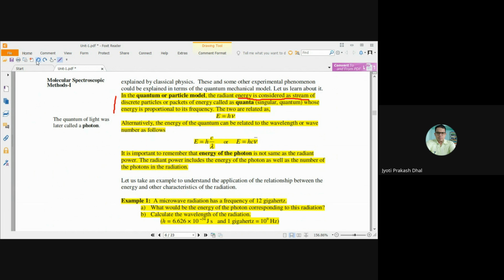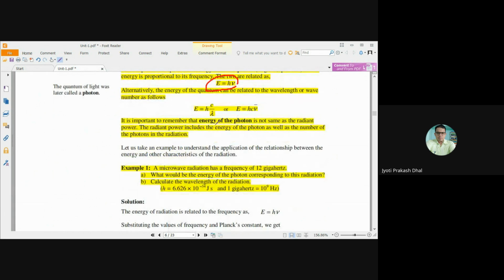The energy of a quantum is proportional to its frequency, and it is related as E equals h nu. Alternatively, we can say E equals hc by lambda, or also E equals hc nu bar. It is important to remember that the energy of the photon is not the same as the radiant power, and the radiant power includes the energy of the photon as well as the number of photons in the radiation.